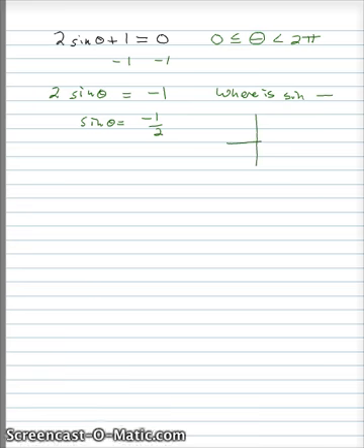Looking at our 4 quadrants, the sine represents the y value. Sine is positive in quadrants 1 and 2, and it's negative in quadrants 3 and 4. So my answers will be in quadrants 3 and 4.